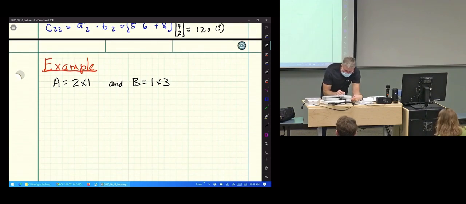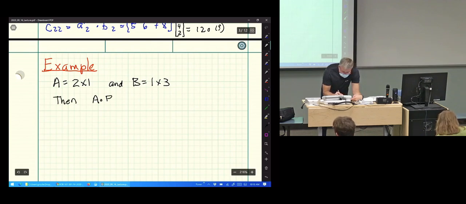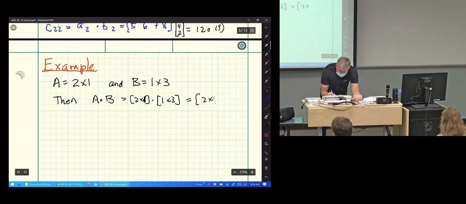I'll write some things down in a second. Okay, I can form this because it's 2 by 1, times 1 by 3, and so I get a 2 by 3.